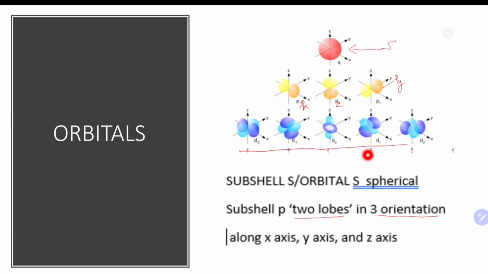And the last, this is for subshell d. Subshell d has quantum number l equals 2. So the magnetic quantum number m has values minus l until plus l: minus 2, minus 1, 0, plus 1, plus 2. Then there are 5 orbitals like this. This is the name.